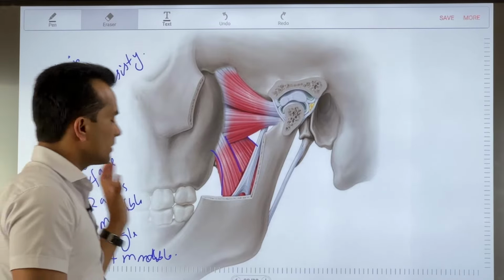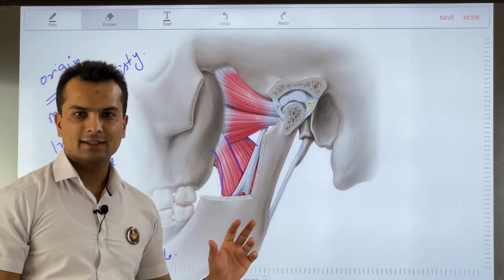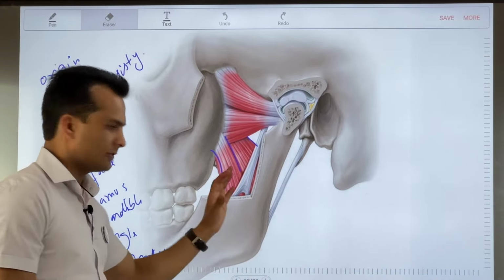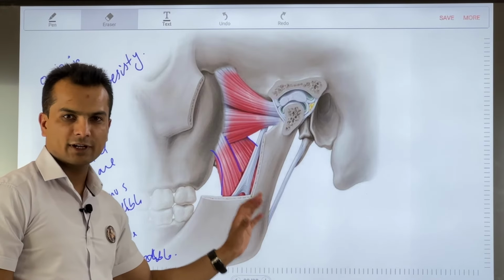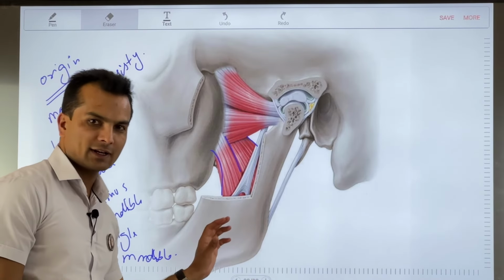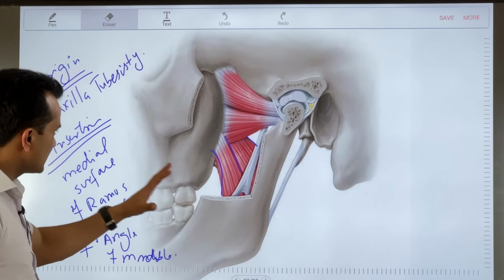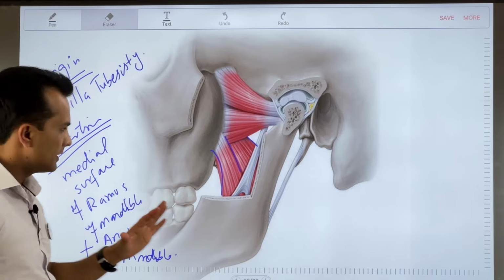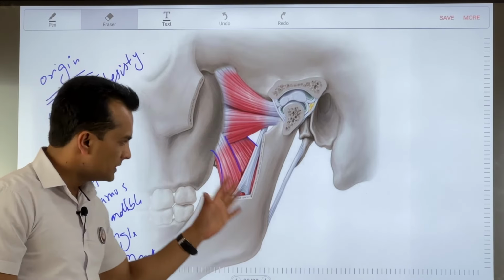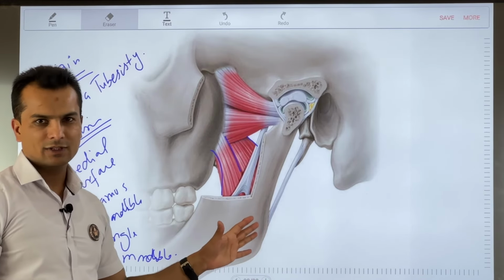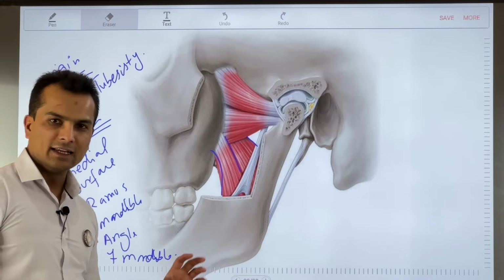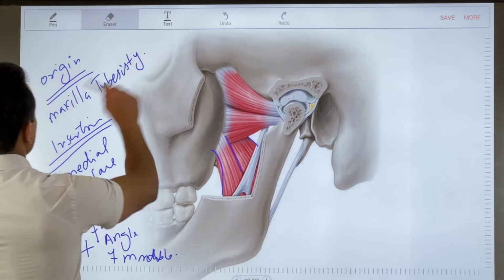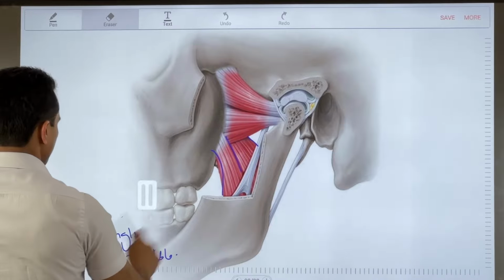So what is the action of this medial pterygoid? Remember, M for medial, M for maxilla, and M for medial surface of the ramus. In this way you will not forget its origin and insertion. So the medial pterygoid originates from the tuberosity of the maxilla, M, and then inserts on the medial surface of the ramus of the mandible. Action: it elevates and also protracts. Elevation and protraction.